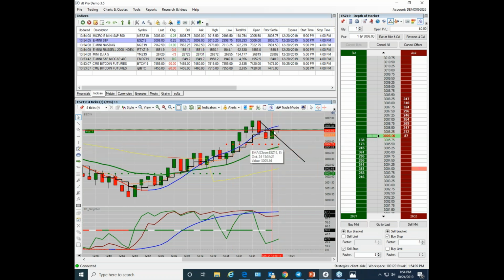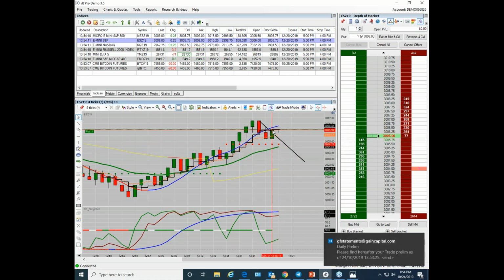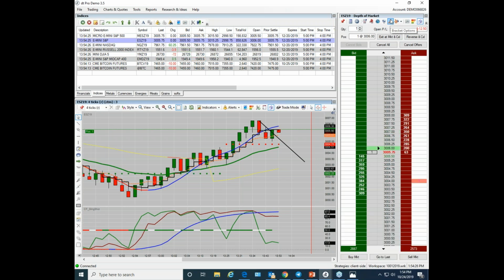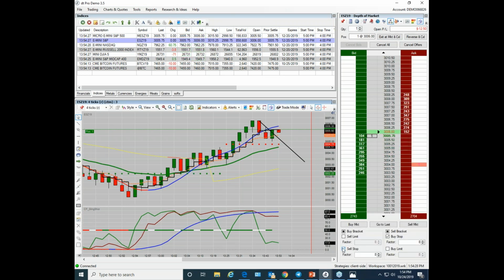All right, that is the up close. Okay, right there. Long from 30.06. Here's that 8 tick stop I promised you. Why is that in play? Because when we hit the bracket option up here, sell stop is checked off, buy stop is checked off, and the factor is an 8. Its factors are in ticks. All right, let's see what happens.